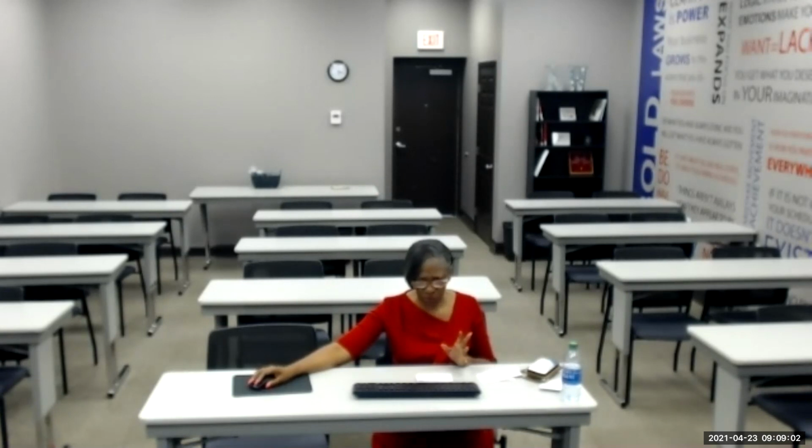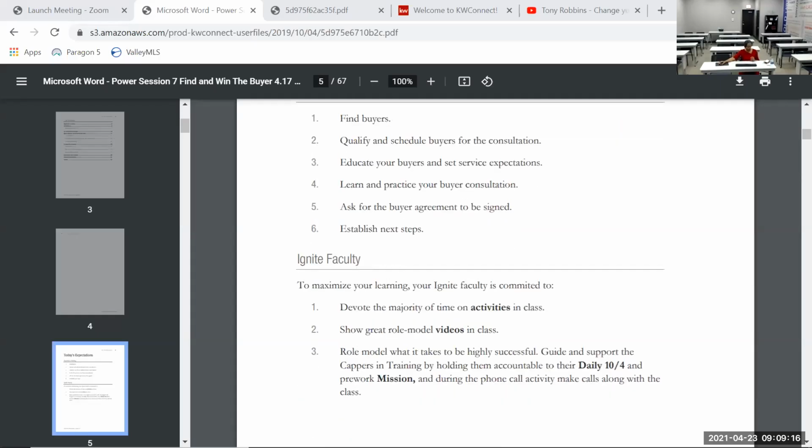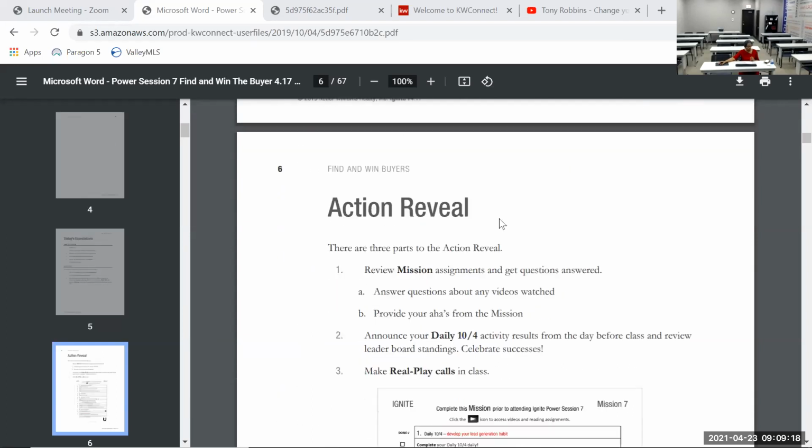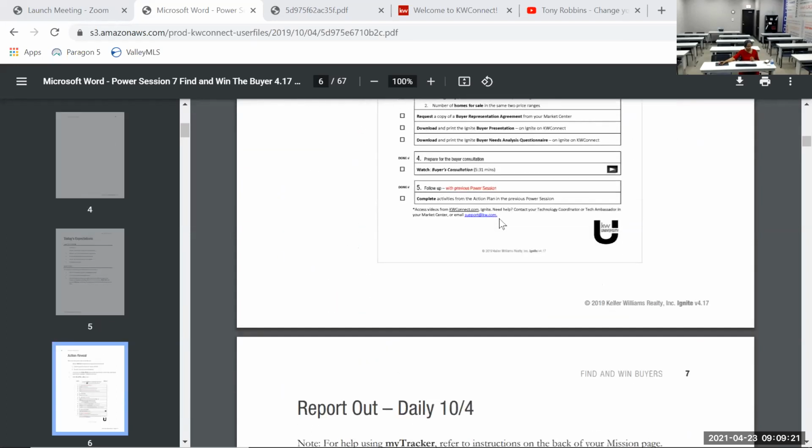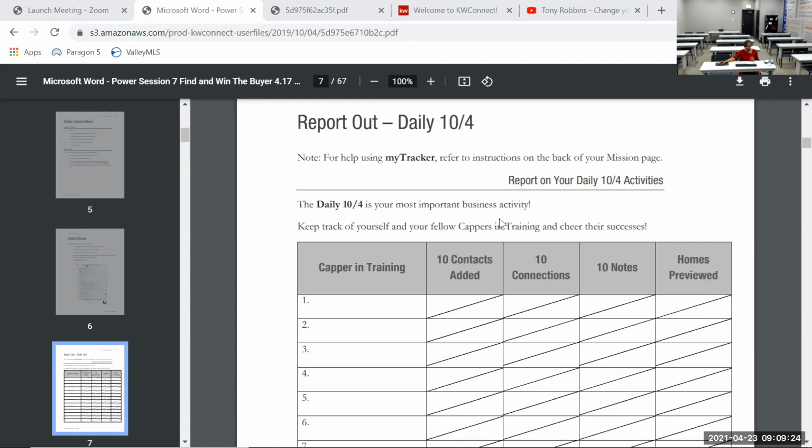So I am going to do a share screen here. And I'm going to put up the student manual so you can follow along. If you don't have a manual, you can follow along on the screen. Okay, so again, please make sure that you're doing your daily activities. You need to be, again, 10 contacts added to your database, making 10 connections, writing 10 thank you notes, gratitude notes, and getting them into the hands of the person you're writing them to, and then previewing 10 homes every week.